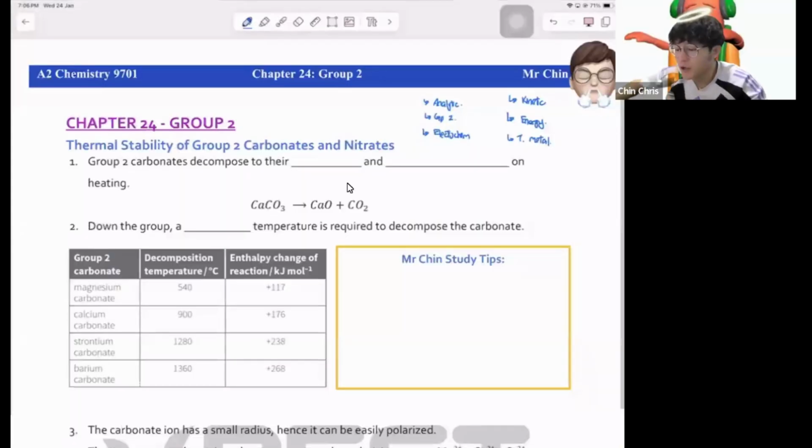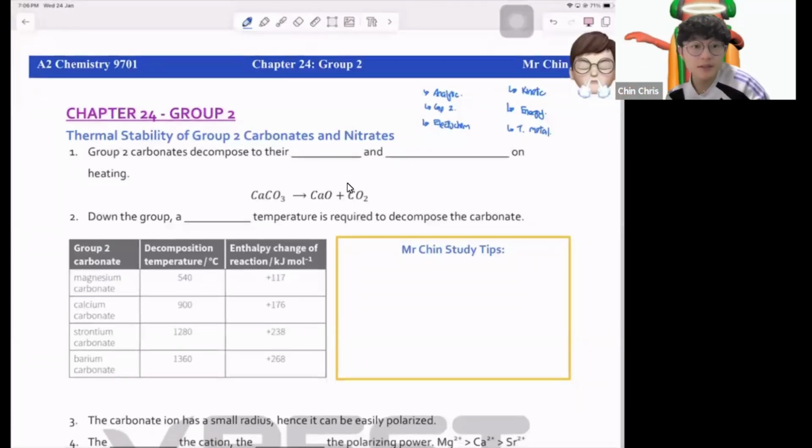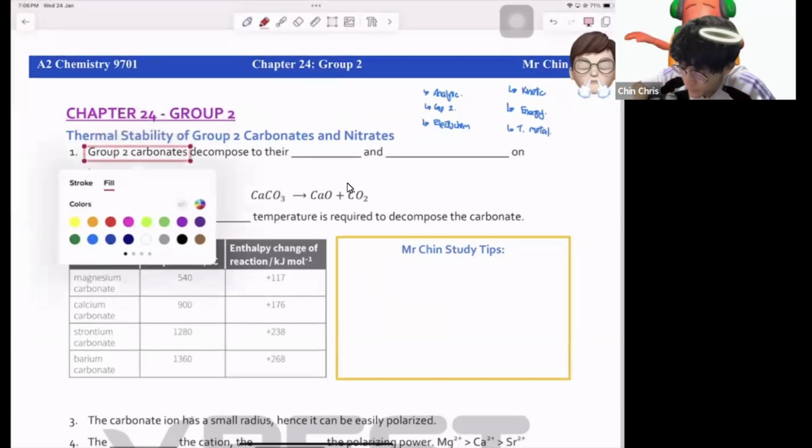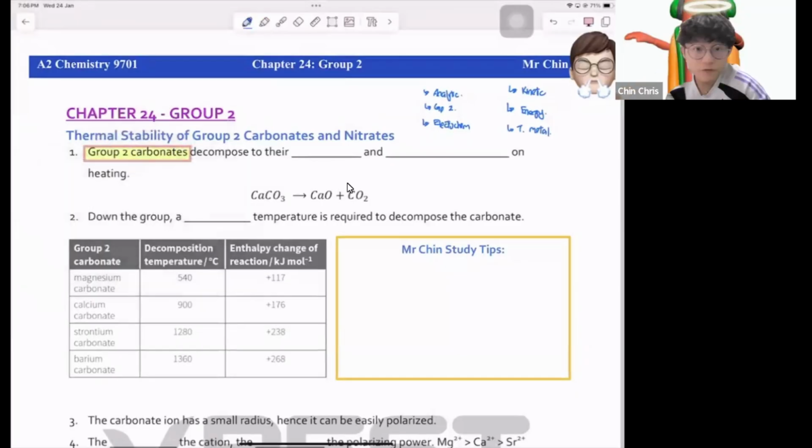Okay, guys, right now let's look at the thermal stability of Group 2 carbonates. If you decompose a Group 2 carbonate, it forms a Group 2 oxide and also carbon dioxide.